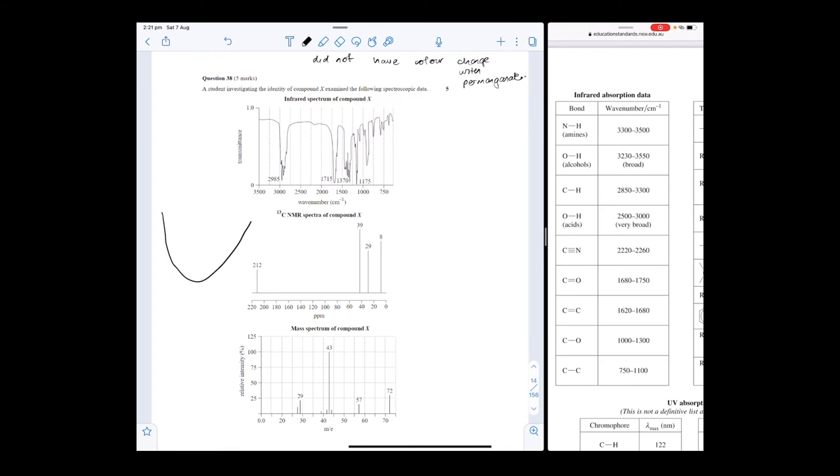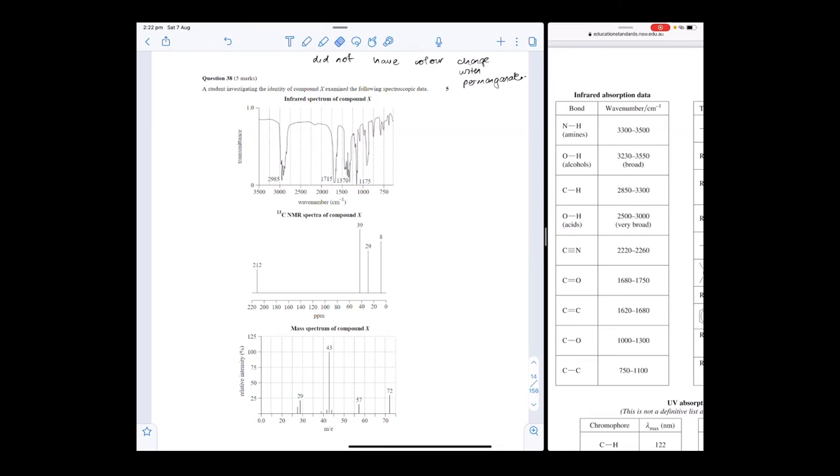It's 2500 to 3000. So if you see a broad band between 2500 and 3000, it has to be an acid. If you see a broad band at 3230 to 3550, it has to be the alcohol. That's the only way you can distinguish it, right? Just the location. You won't be able to know what very broad and broad really is as a difference. Both will look like this, okay?